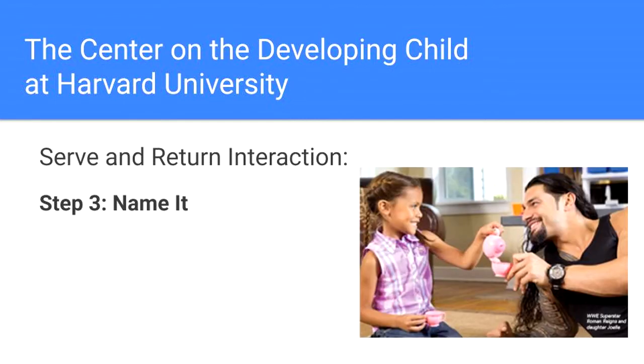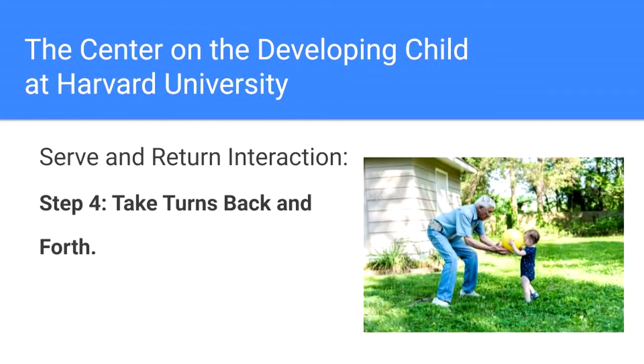Step 3. Name it. The adult gives the object or situation a name or supporting language. This helps the children build understanding of the world around them. Step 4. Take turns back and forth.